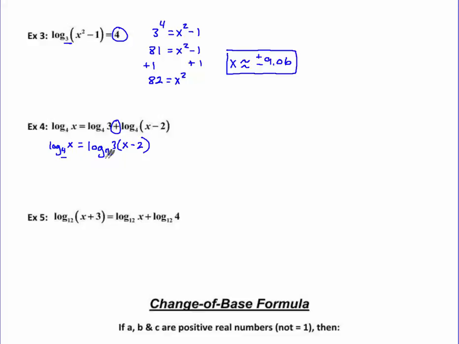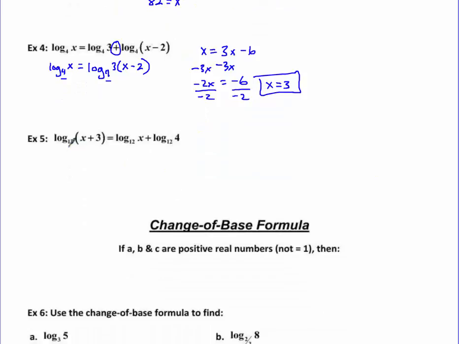So now we have the same base, right? 4 and 4. So x equals 3x minus 6. I just distribute this 3. So now I'm going to subtract 3x. Get negative 2x equals negative 6. Divide by negative 2. And I get x equals 3. It's not so bad.